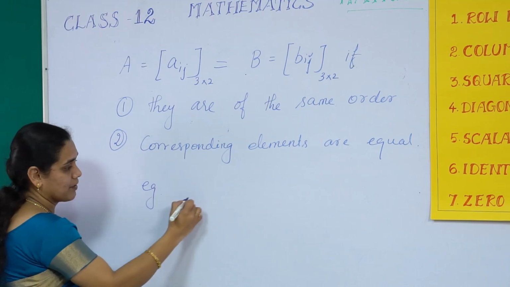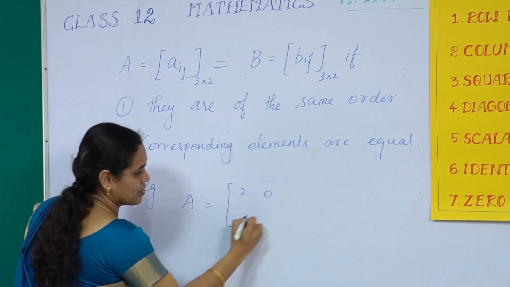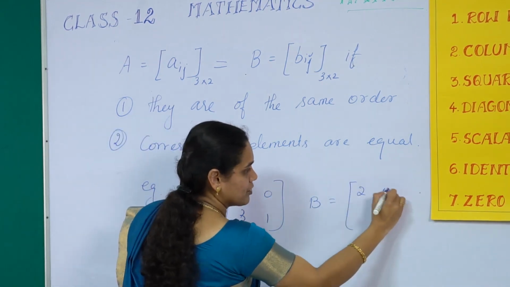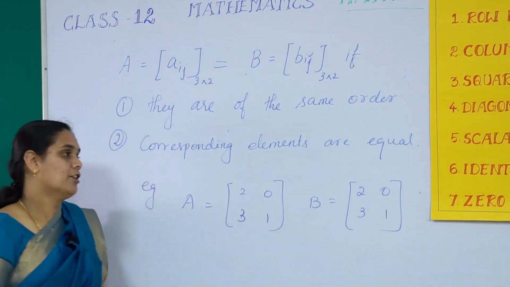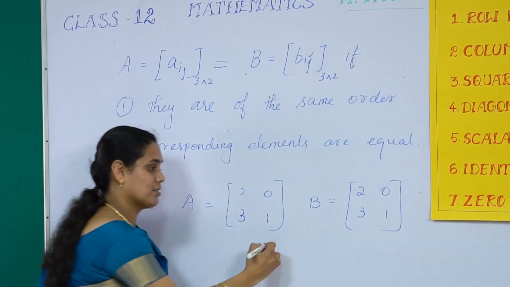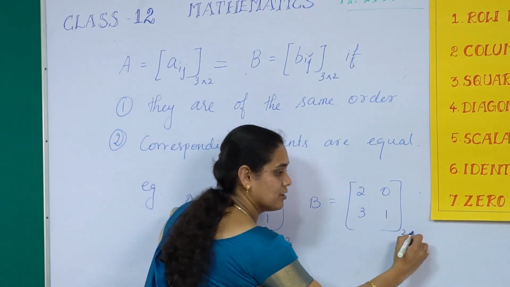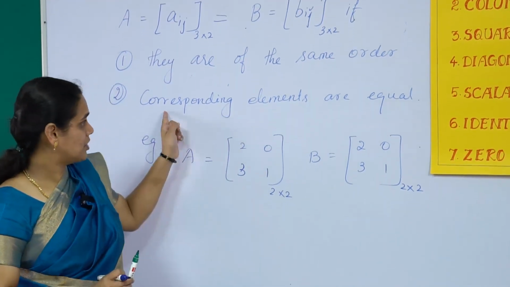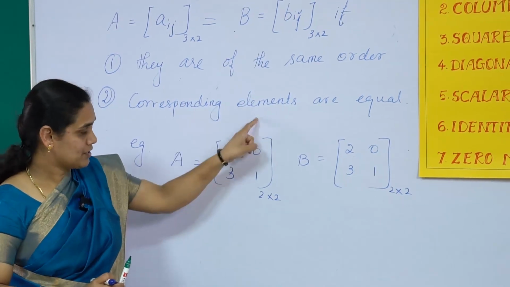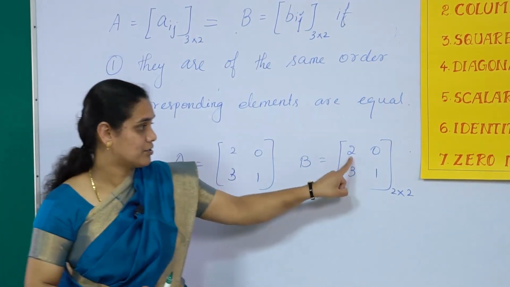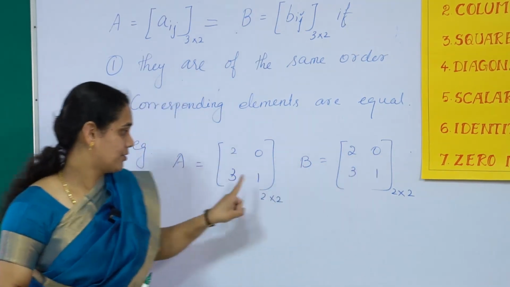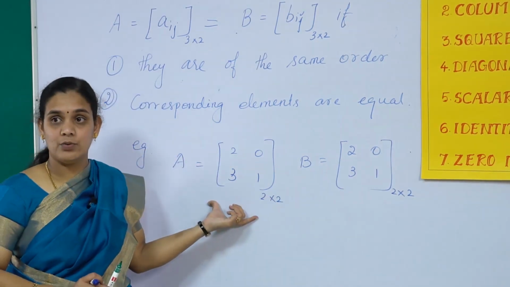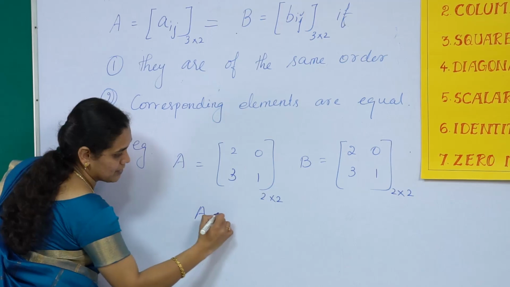I'll show you an example now. Let us take A equal to [2, 0; 3, 1] and B equal to [2, 0; 3, 1]. First we have to check the order. What is its order? 2 by 2. And this order is also 2 by 2. The first condition is satisfied. The next one, we have to check the corresponding elements, same position elements. See, here 2, here also 2. And 0, 0. 3, and this is also 3. And 1, this is also 1. Therefore, we can say that these two matrices are equal. That is A equal to B.